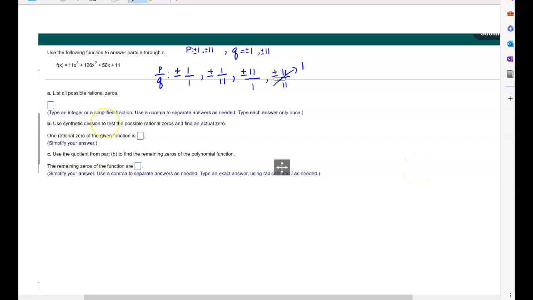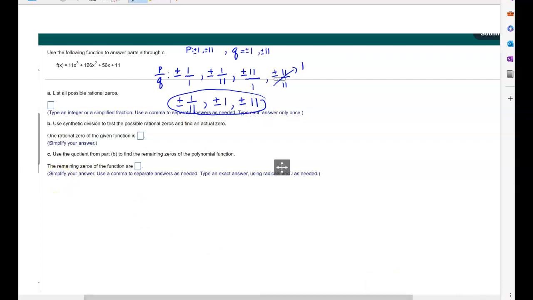So to write the answer here, you have to be careful, because MyMathLab is picky, so make sure you arrange it in order. Okay, so you are going to write this as plus or minus 1 over 11, from least to greatest, plus or minus 1, and plus or minus 11. Those are all the possible rational zeros.